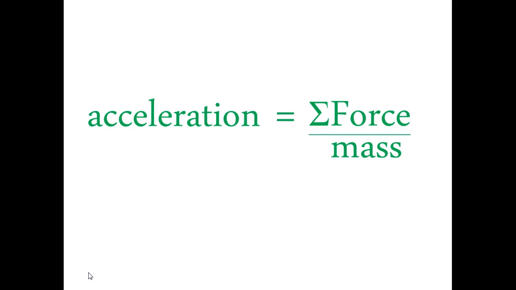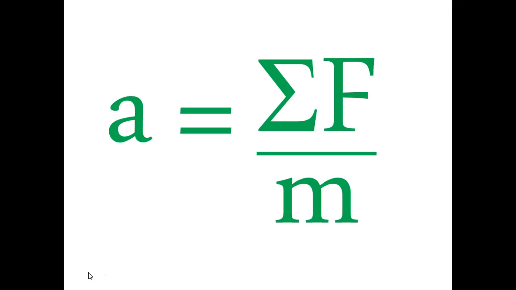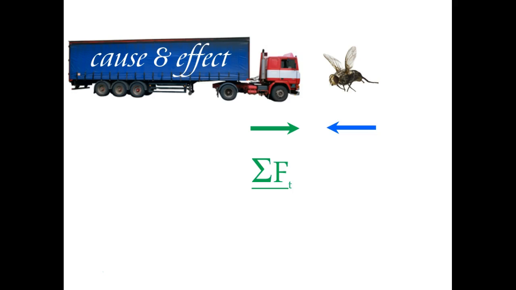I want to look back to Newton's second law and think of our net force as the cause, and the effect of that net force on a mass being the acceleration, shown here in its formula. So back to our good example with the bugs. A truck and a fly each have the same force. So our cause is the net force, in this case, the force of the truck and the force of the bug being equal.